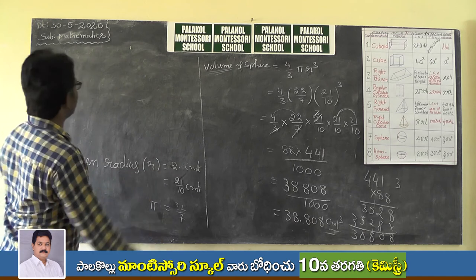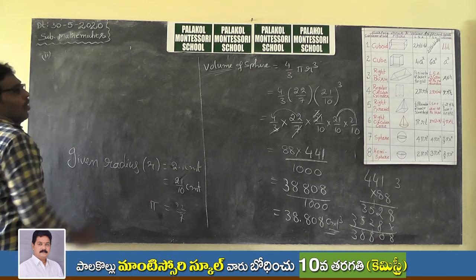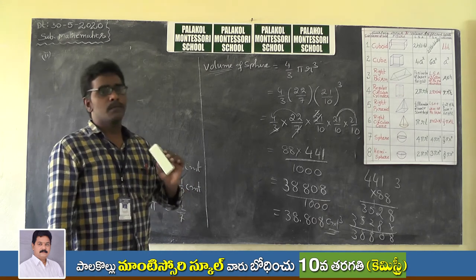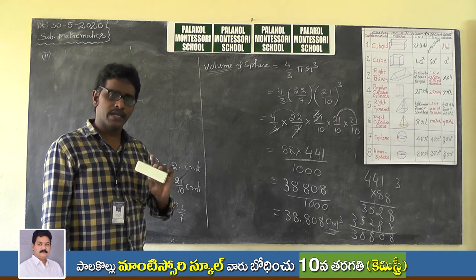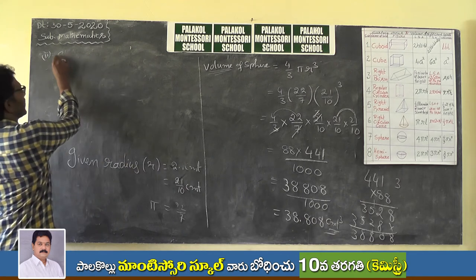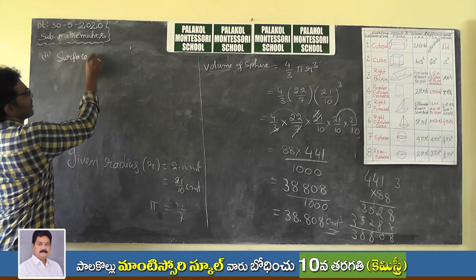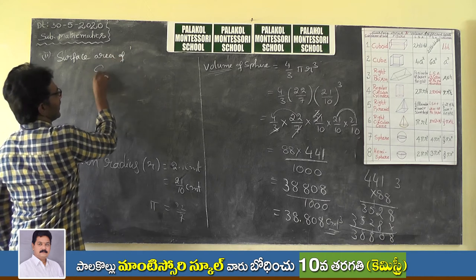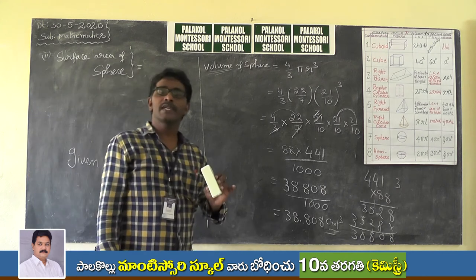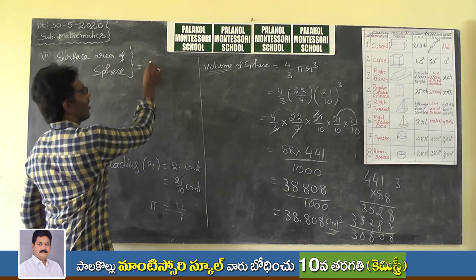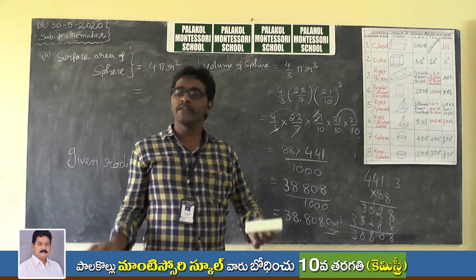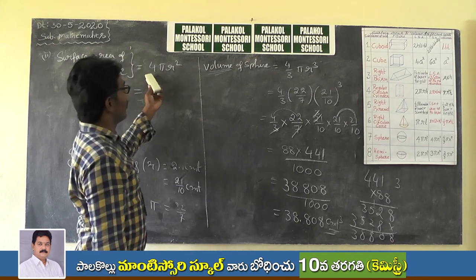Yes, here in the sphere case, lateral surface area and total surface area are both the same. So that's why we take it simply as surface area. I write the surface area, the area of the sphere. What is the surface area of the sphere, generally? The formula is 4 pi r square. I have already completed this in part 2. So, 4 pi r square.